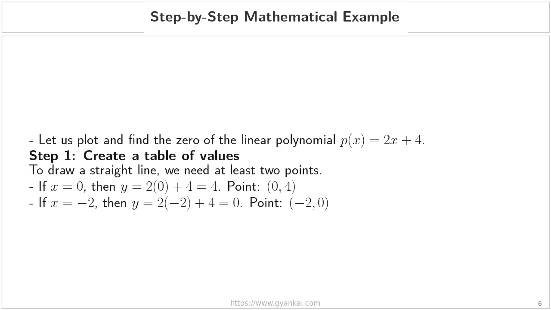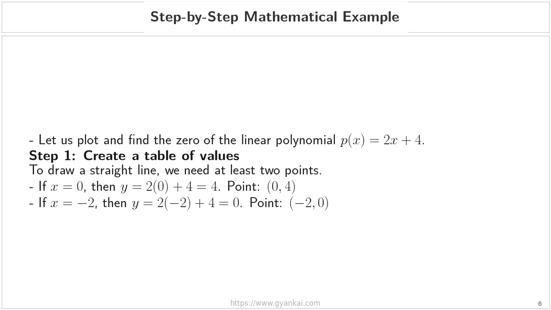In step 1, we need to create a table of values. Remember, since we are dealing with a straight line, we don't need a long list of numbers. We only need at least 2 points to define the line. Let's pick 2 easy values for x first. If we let x equal 0, then y equals 2 times 0 plus 4, which simplifies to y equals 4. This gives us our first point, 0, 4.